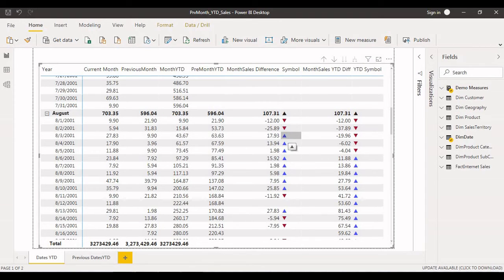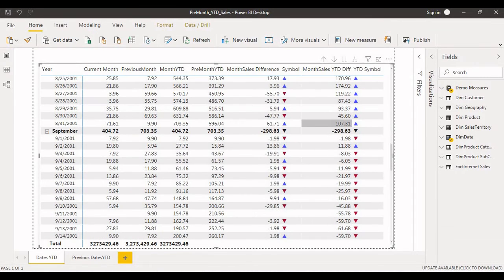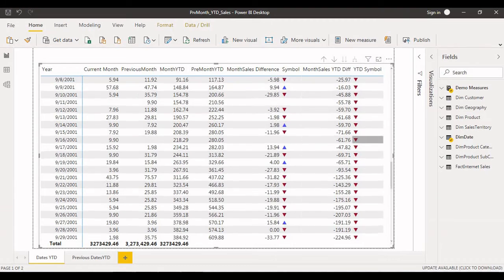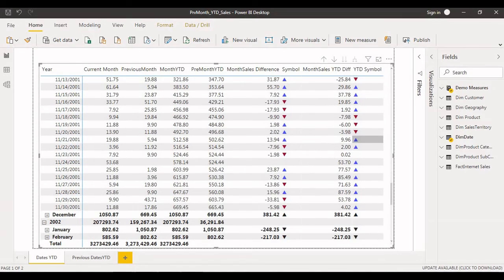If it is plus, greater than one, it gets a different color, so that we can easily understand which month the YTD and previous month sales are negative or positive. So now you can see detailed information each month wise, each day wise. See, now I can see detailed information.